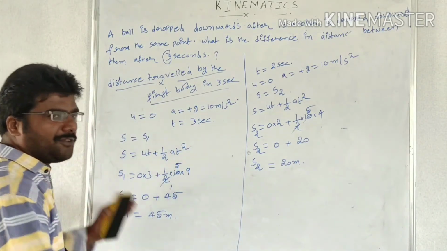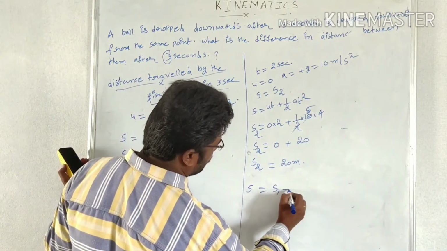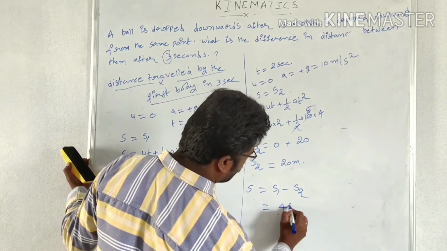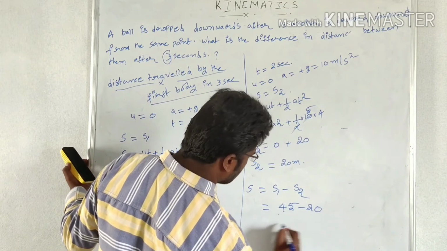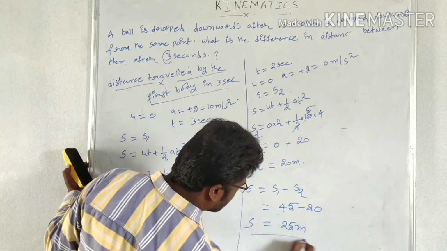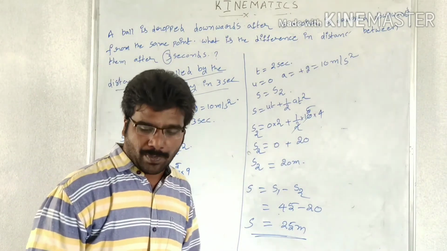Now he asked the difference. Difference means S equal to S1 minus S2. That is 45 minus 20. S equal to 25 meters. So the distance between these two bodies will be 25 meters.